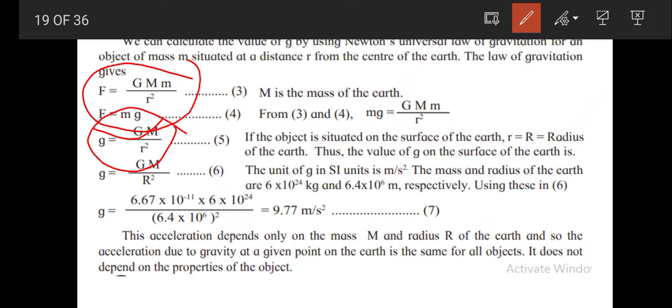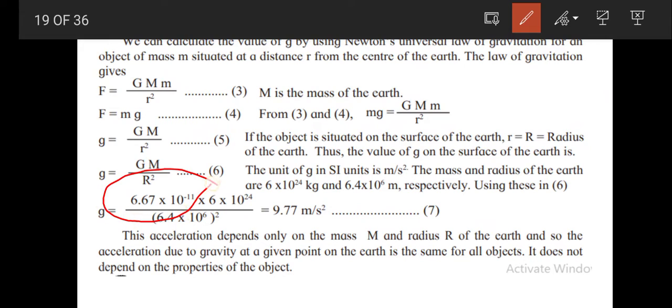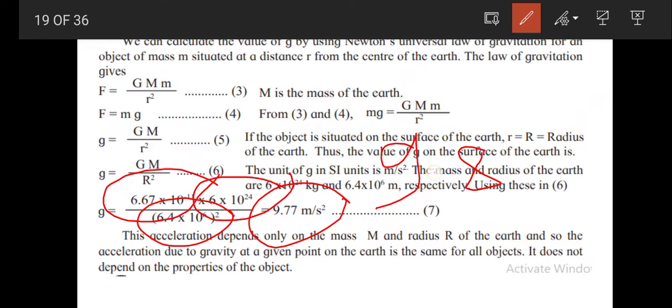Now the combination of the third and fourth equations is nothing but your fifth one. Next, g = GM/r². You just put in the value of the constant G, then the value of M, and r² means this value, so you will get the answer. This acceleration value is nothing but 9.77, so we write 9.8. हम क्या लिखते हैं, 9.8 लिखते हैं उसको.